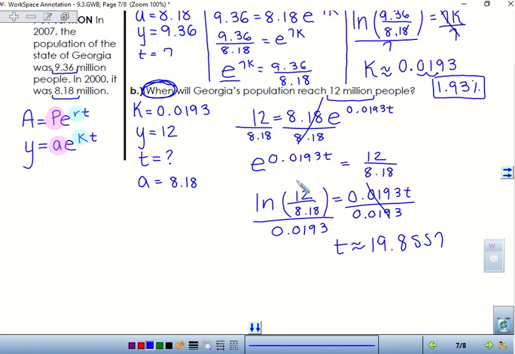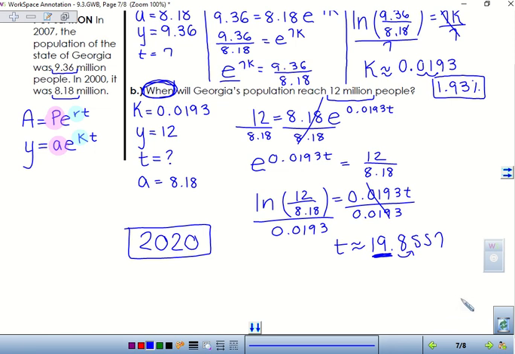But let's read the question again. It says when. Does 19 point something tell us when something happened? No, so we have to think logically here. This formula is all based on original data that occurred in what year? 2000. So if from 2000, 19.8 something years have passed, what year are we in now? We're not in 2019 because we went past 19, right? So we're actually in what year? Does everybody see why it's 2020? Because this part represents 2019, and then if we exceed that at all, we're pushing into the following year. Does everybody see that? Okay.